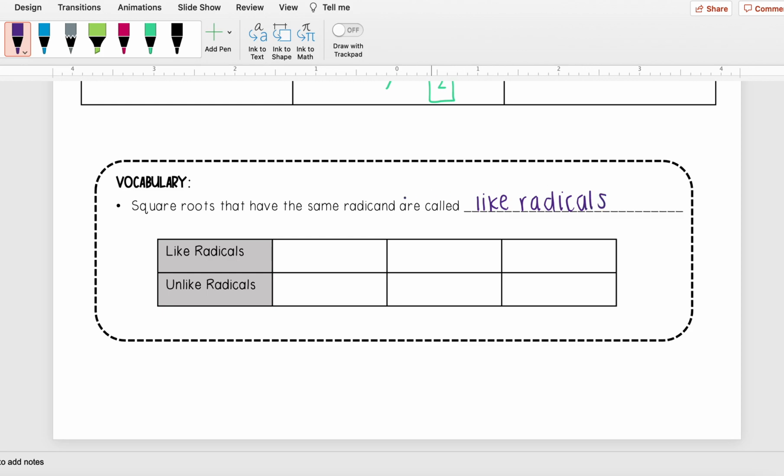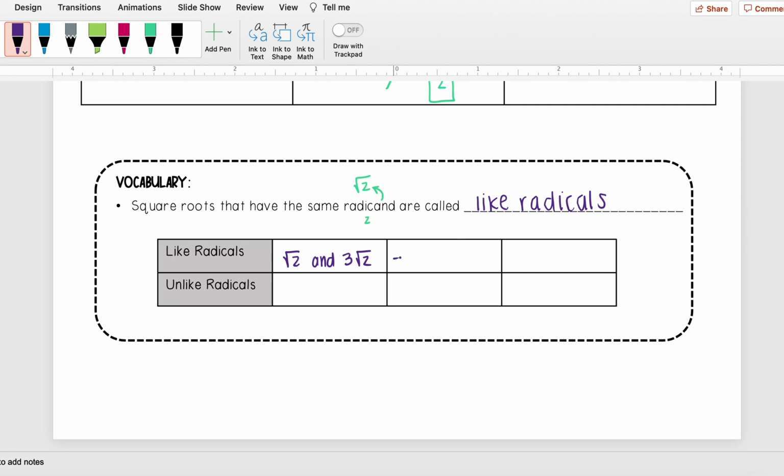And so remember, radicand, that's just the number inside of the radical. So for instance, if I had the square root of 2, that means that 2 would be my radicand. Some examples of like radicals are square root of 2 and 3 times the square root of 2. Those are like radicals because under the radical I have the same number.